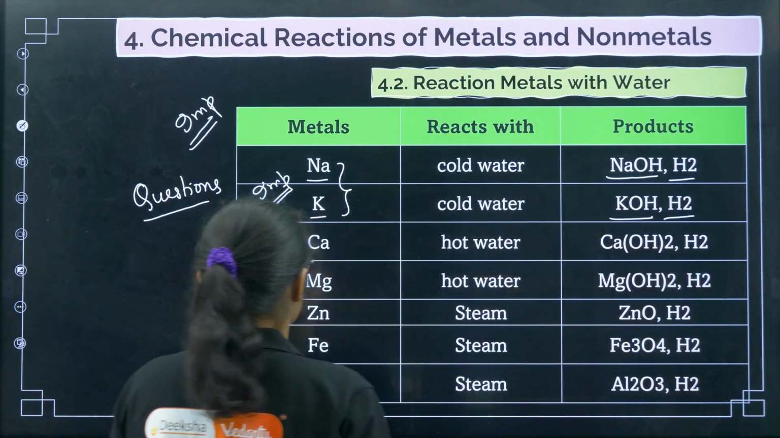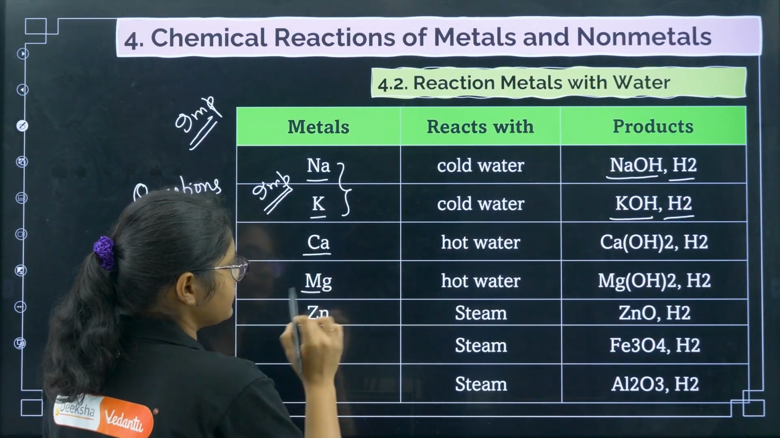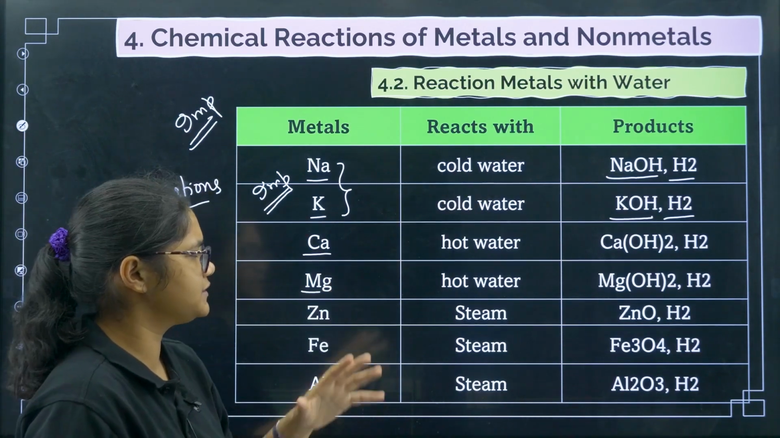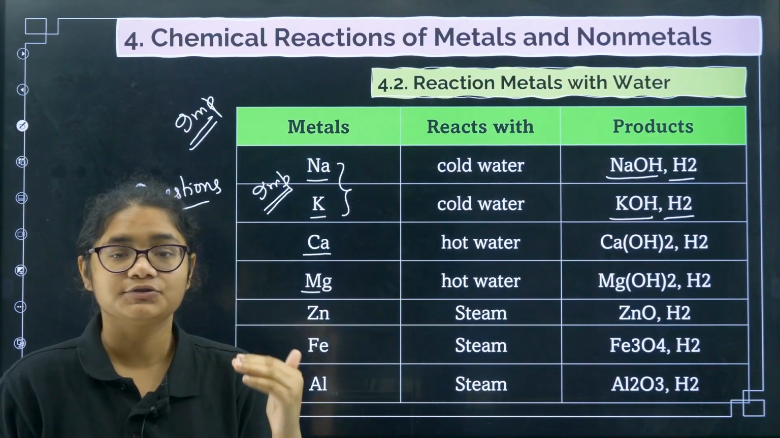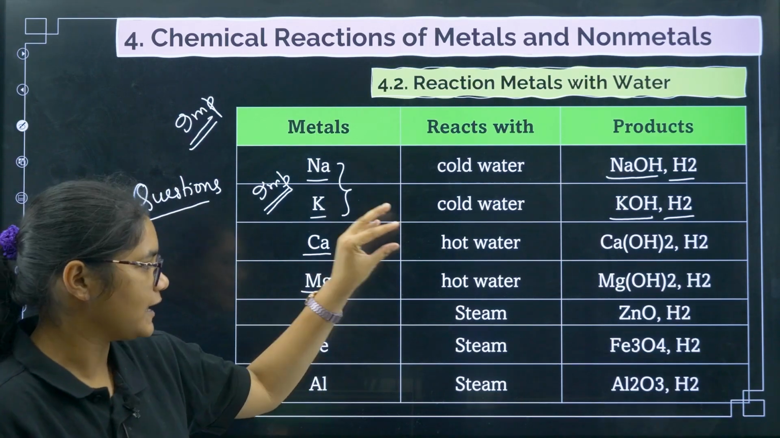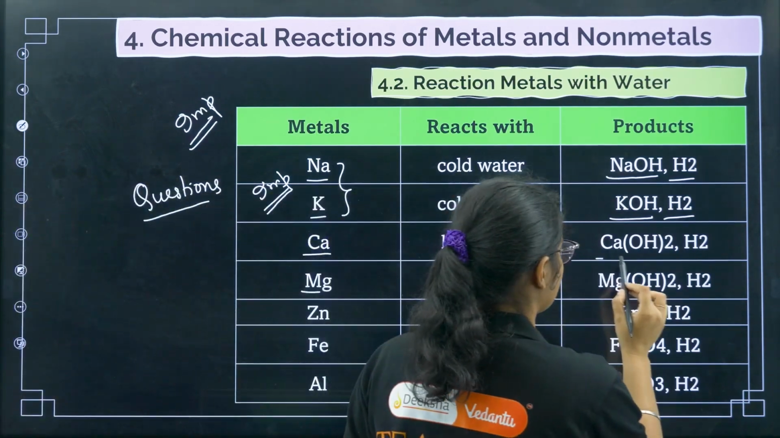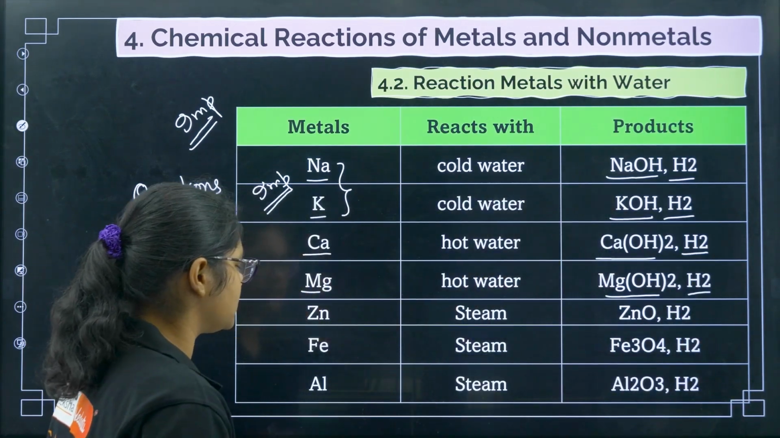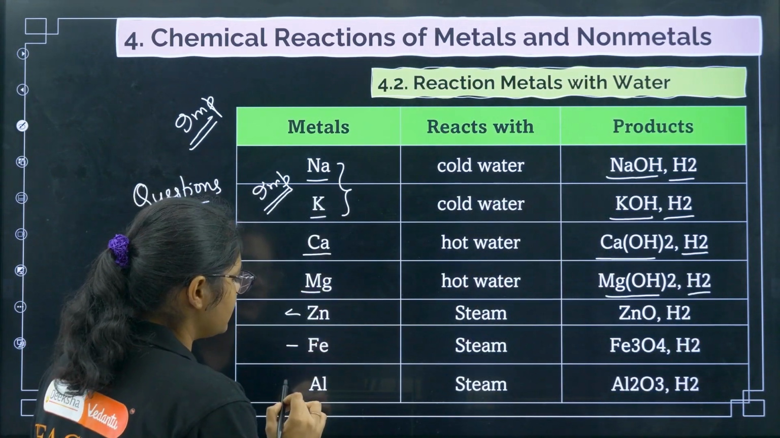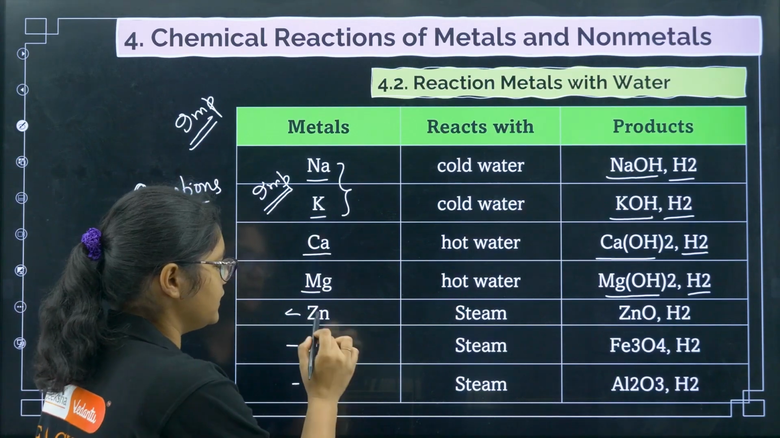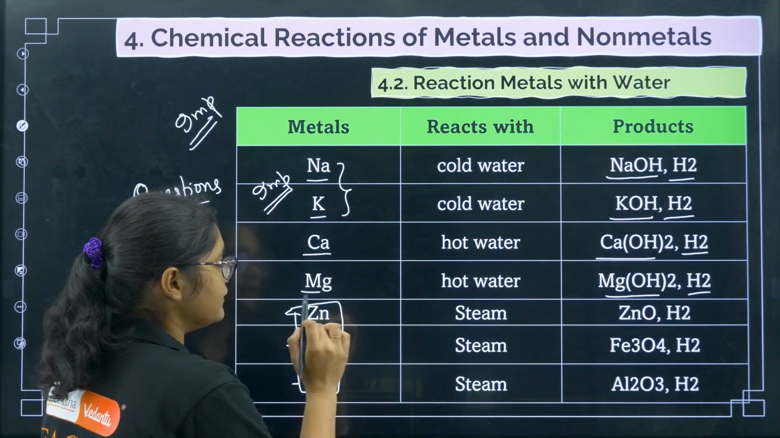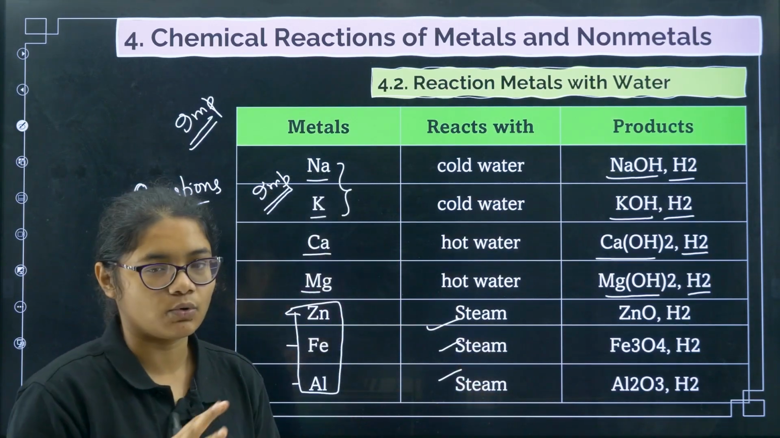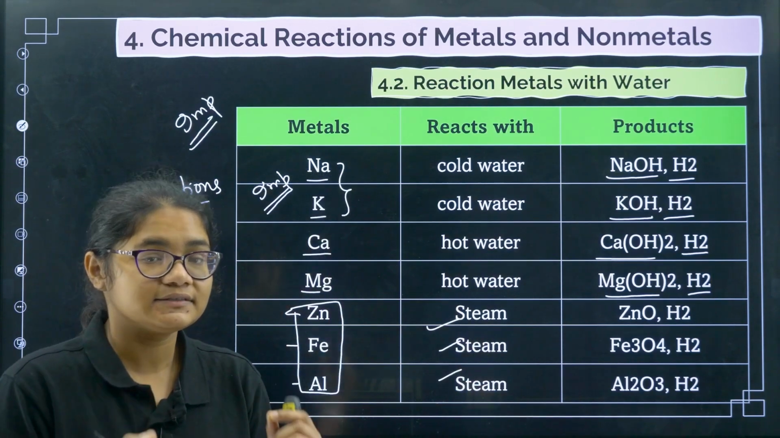Next, coming to calcium and magnesium. They are not very reactive, not as reactive as sodium and potassium, but yes, they can react with hot water to give you calcium hydroxide, magnesium hydroxide and hydrogen gas. Next, coming to zinc, iron, aluminium. These metals are very less reactive with water, so they react with steam. They cannot react with cold water or hot water, they require steam to react.